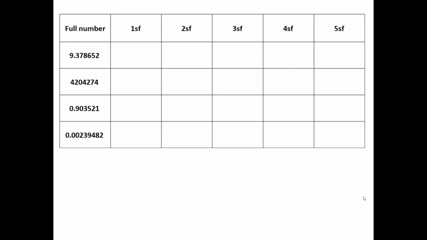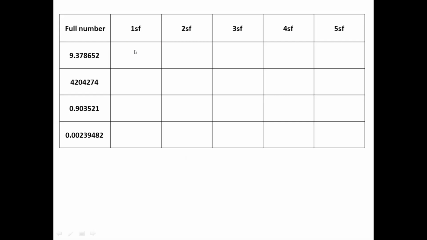So what I want you to do is to have a go at this. This is not in the booklet, so just get a piece of paper and work out each of these numbers to 1, 2, 3, 4, or 5 significant figures. This should have been in your GCSEs. If you struggled, we're going to go through it together. So let's have a little look.